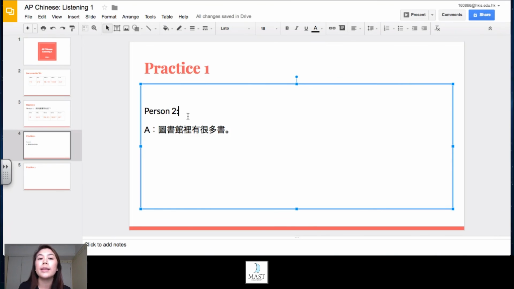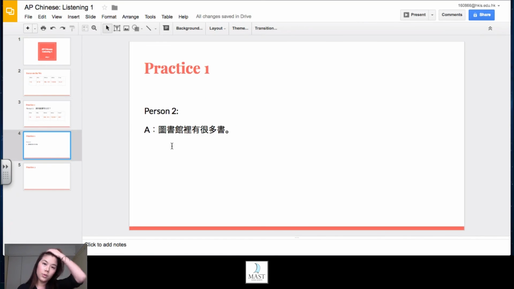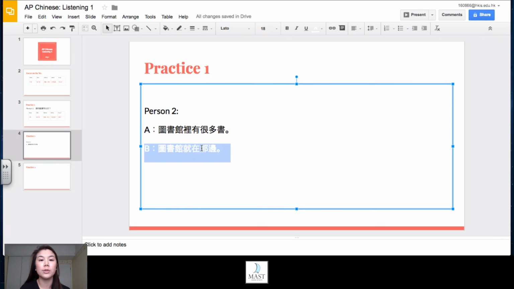A, 图书馆里有很多书. One little tip for you is that because these are quite simple conversations, a lot of times they use the same verb. The verb here is 有. And then in the question, the verb is here, 在. So a little hint would be they might be referring to two different things. But that's not always the case, so you still need to look at the whole sentence. And here it says the library has a lot of books. So since it's answering a what question, not a where question, you would cross that out and you would look at the second option you have.